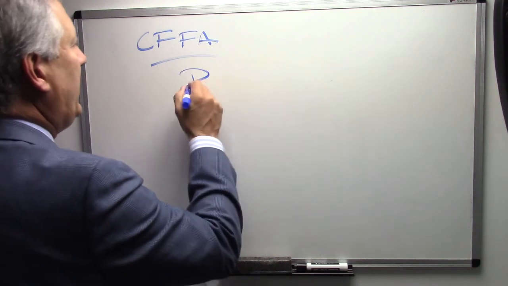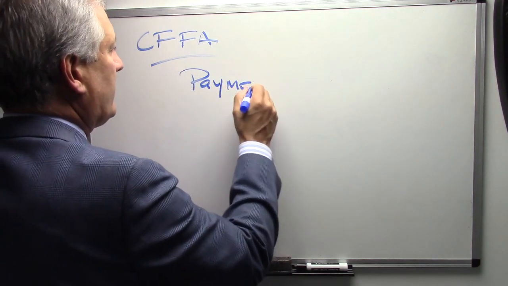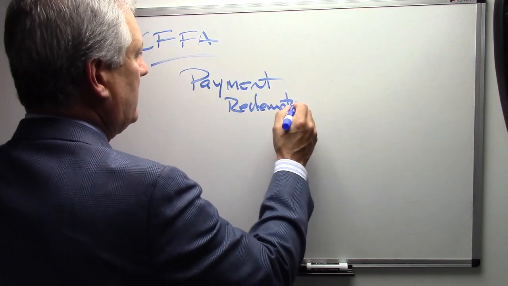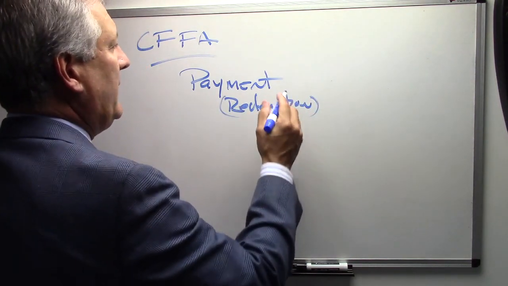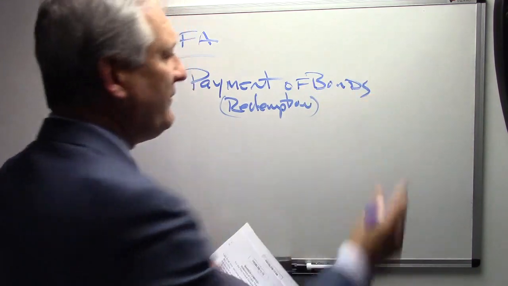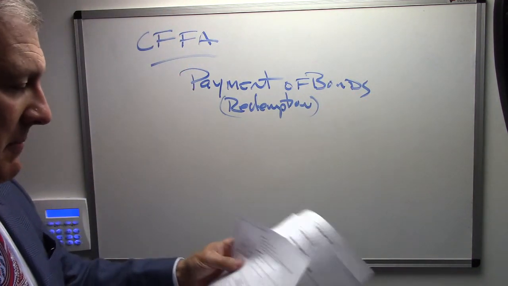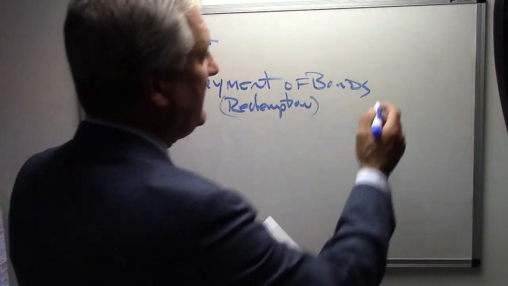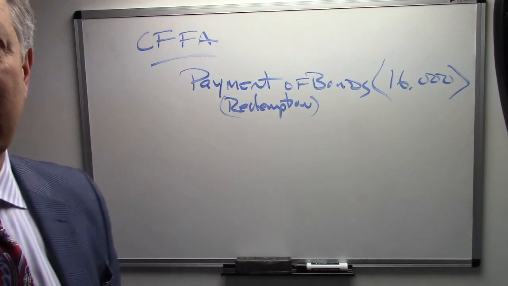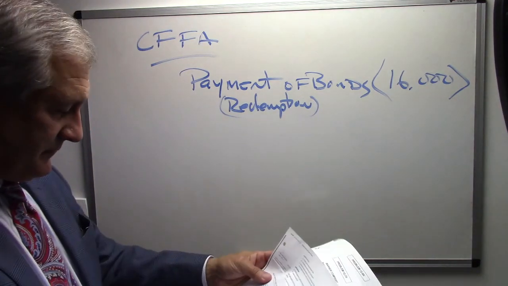So let's call that payment or redemption. Either one is fine. Payment or redemption of bonds. By the difference, right? 33 minus 17 is $16,000. They made a payment. It's a decrease in cash. It's an outflow of cash.